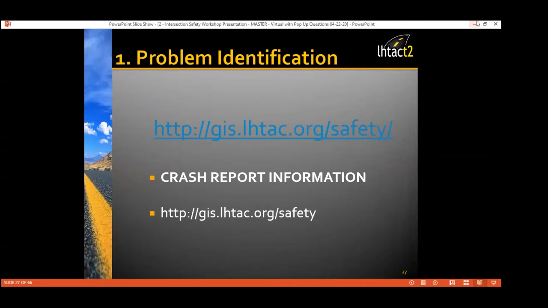So what I'm going to do is try to go back to getting to the crash website, getting onto the LHTAC website. Can everybody see my screen that says the word Zoom on it? Okay, all right. So if I go up here, I'm going to open up the LHTAC website, and it's LHTAC.org.